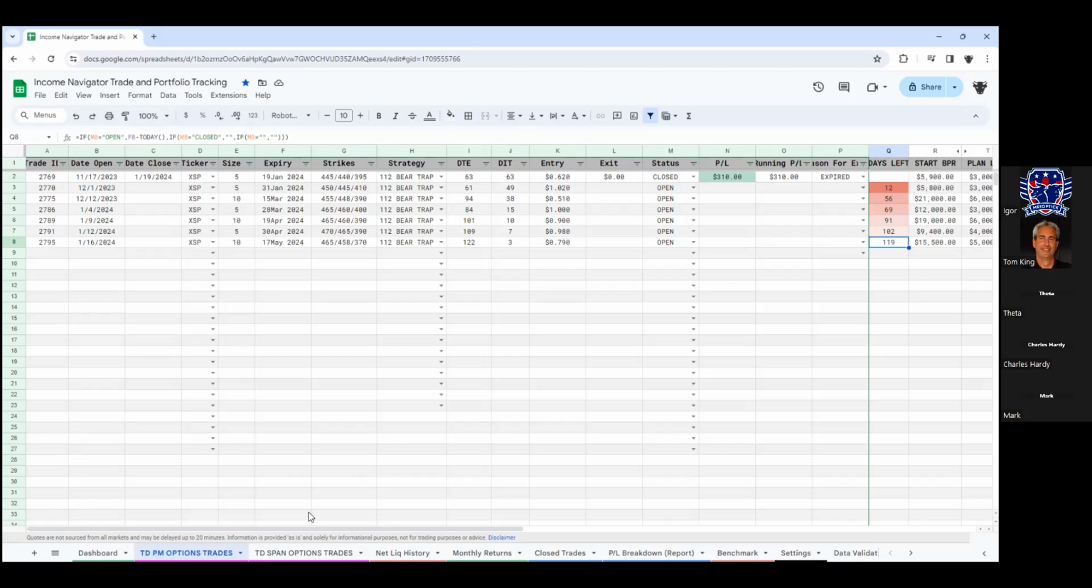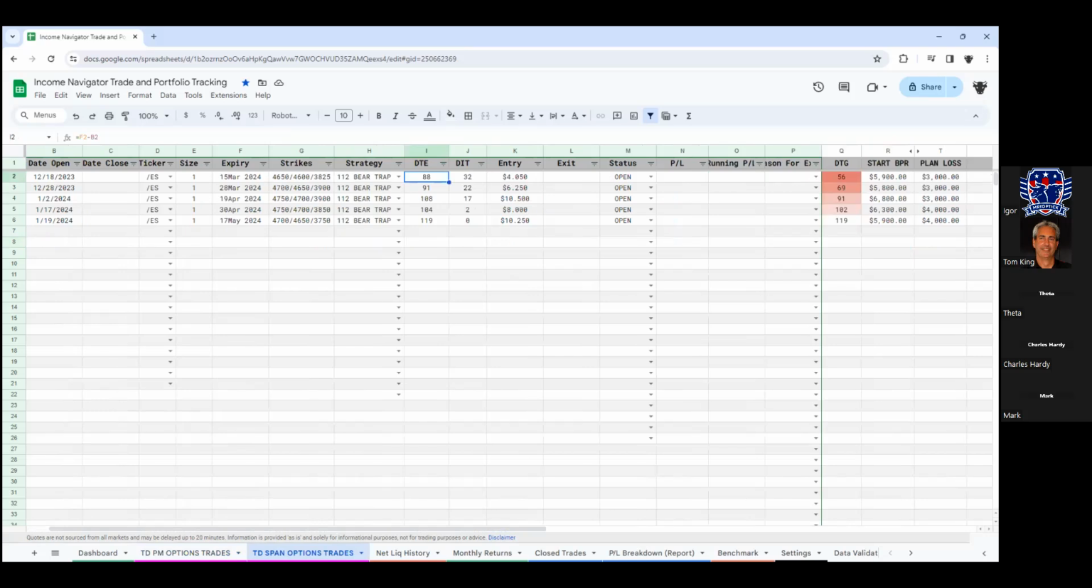For this account, we have two things going on: we have SPAN and we have a PM. At some point in the future, it could be 3 months, it could be 6 months from now, I'm going to look at the results, and the results are going to dictate where.